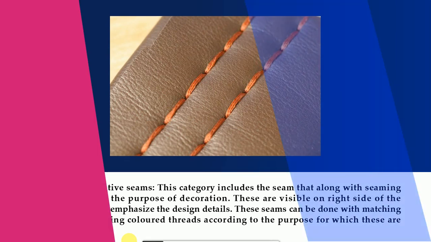.8 Decorative seams. This category includes the seams that along with seaming also serve the purpose of decoration. These are visible on the right side of the garment to emphasize the design details. These seams can be done with matching or contrasting colored threads according to the purpose for which these are required.